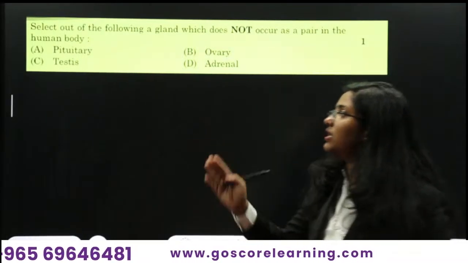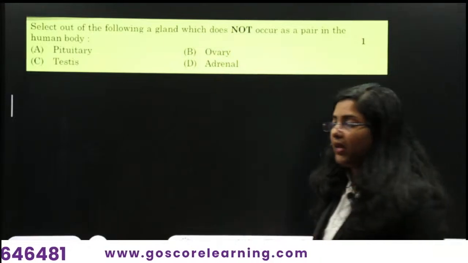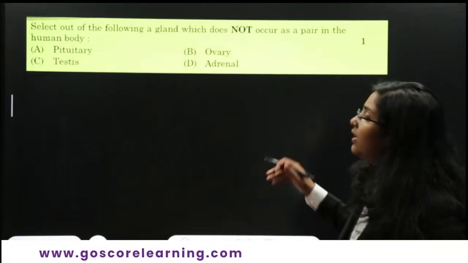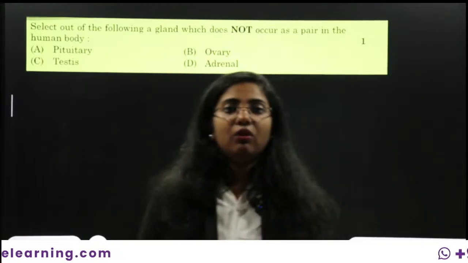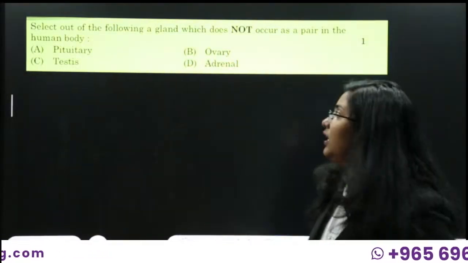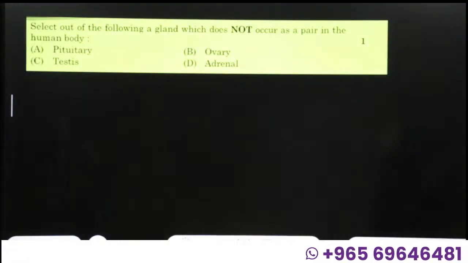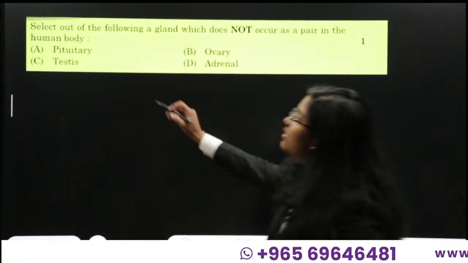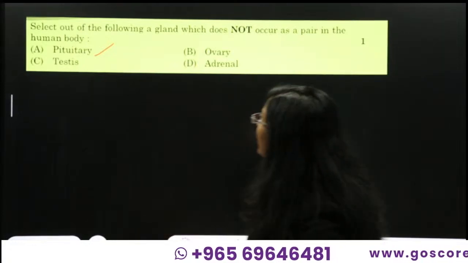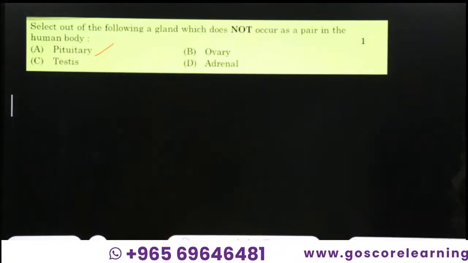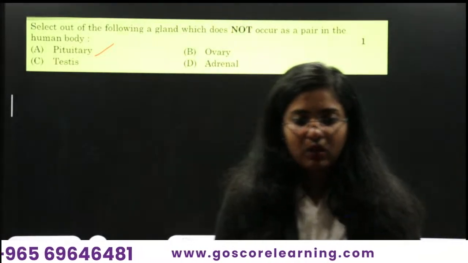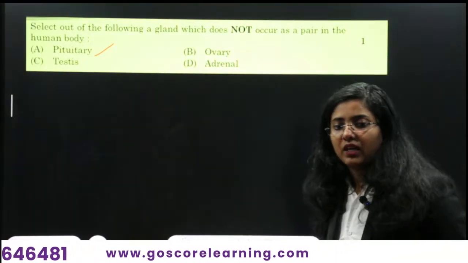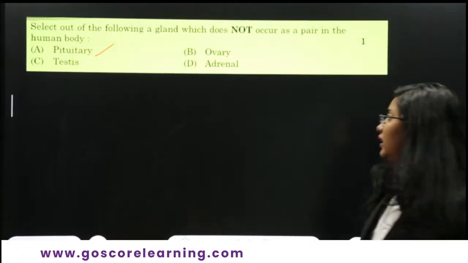Next, testis also occurs in pairs. Then the third one, adrenal gland. You know the position of the kidney, right? On the top of the kidney you can find the gland, so it also occurs in pairs. Next one is the pituitary gland. The pituitary gland is the only gland that does not occur in pair. So what is the correct option? A is the correct option. Okay, fine. What is the next question?